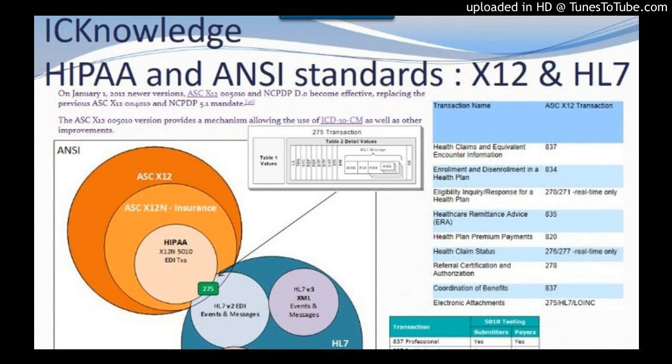PHI can only be disclosed for one of the following reasons. To the individual. For treatment, payment or healthcare operations. For governmental and other specified public interest purposes. Pursuant to individual written authorization.